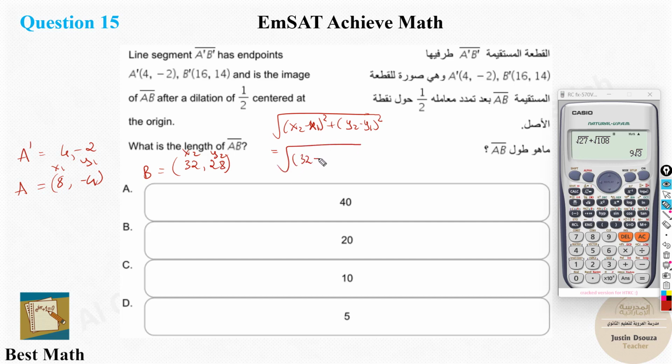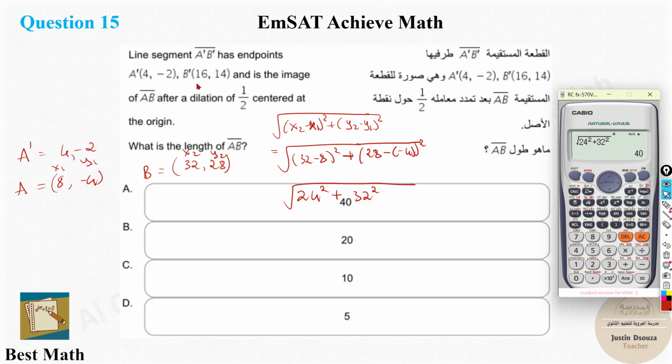It is 32 minus 8 the whole square plus y2, which is 28 minus 4, the whole square. You can just put this entirely in a calculator, or you can solve it manually over here. 32 minus 8 will be 24 square, plus 28 minus 4 becomes 24... it will be plus 32 square. So 24 square plus 32 square, what's the answer? It's 40. That's the answer.